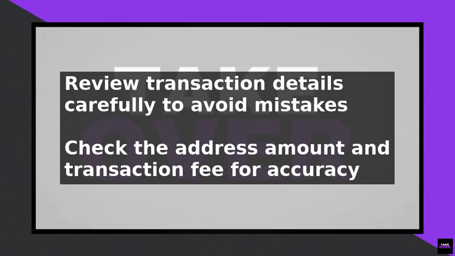After entering the recipient's address and the amount of Bitcoin, review the transaction details carefully to ensure everything is correct. Check the address, the amount, and the transaction fee to avoid any mistakes. If everything is correct, confirm the transaction and it will be broadcast to the Bitcoin network. The transaction will then be verified by miners and recorded on the blockchain. This process usually takes around 10 to 30 minutes, depending on the network congestion and the transaction fee.